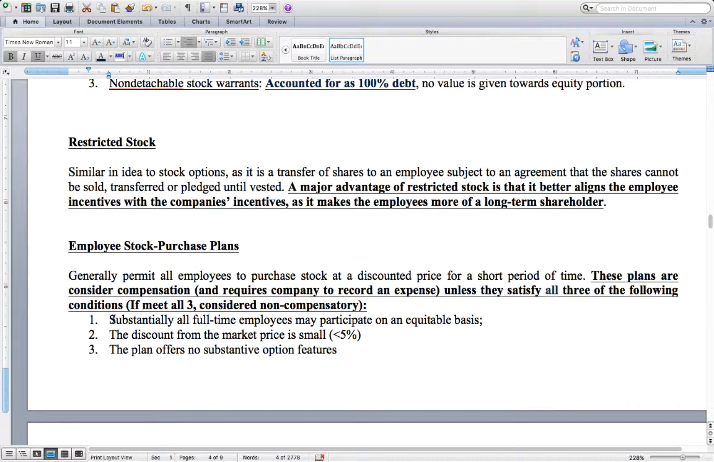So, just a reminder, they are considered compensation unless they meet all three of the following. If they meet two of the three, it is considered compensation. They have to meet all three to be considered non-compensatory.